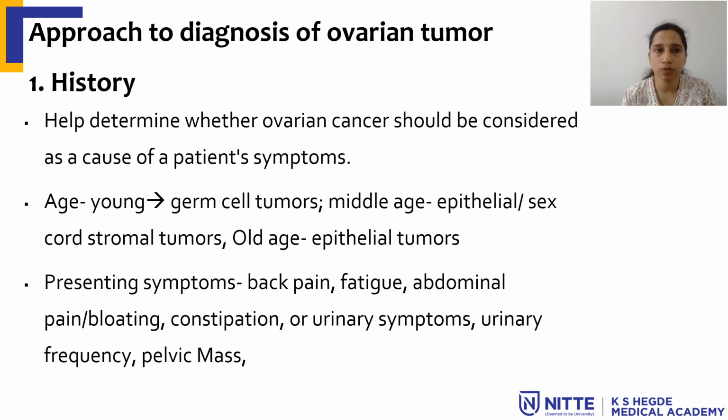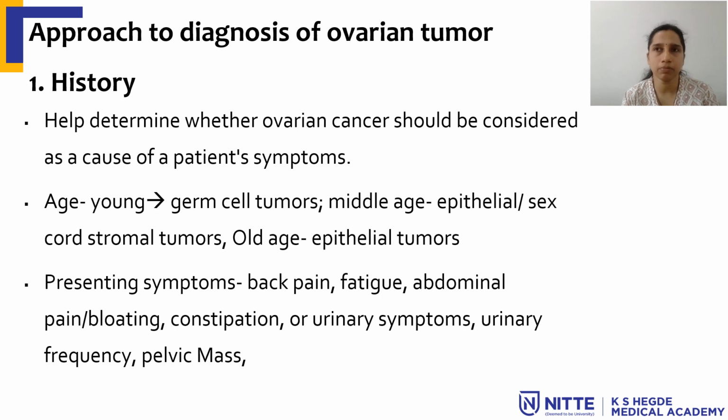So what is the significance of history? It will help determine whether ovarian cancer should be considered as a cause of the patient's symptoms or not. Depending upon the age, our differential diagnosis should be: if the patient is young or a child, the most important diagnosis is germ cell tumor. If she is a middle aged woman, epithelial tumors or sex stromal tumors will be the differential. If it is an old age female, mainly it will be epithelial tumor, that too malignant epithelial tumors.